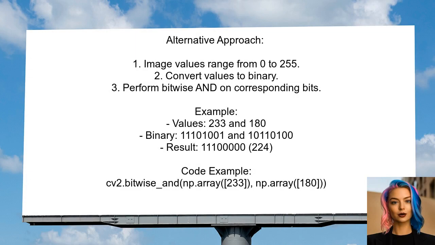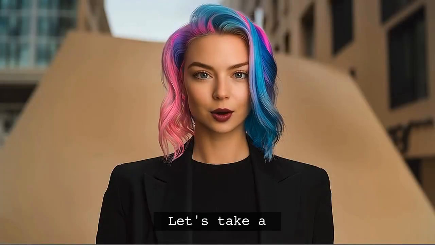This user provides an elaboration on the bitwise and operator in OpenCV. They explain that image arrays typically contain values from 0 to 255, rather than just zeros and ones. The bitwise and operator converts these values into binary form and performs the AND operation on corresponding bits. That's all on that answer. Let's take a look at another one.